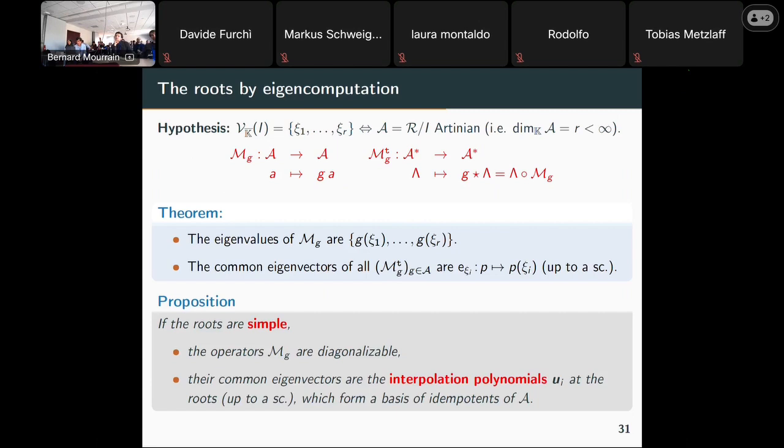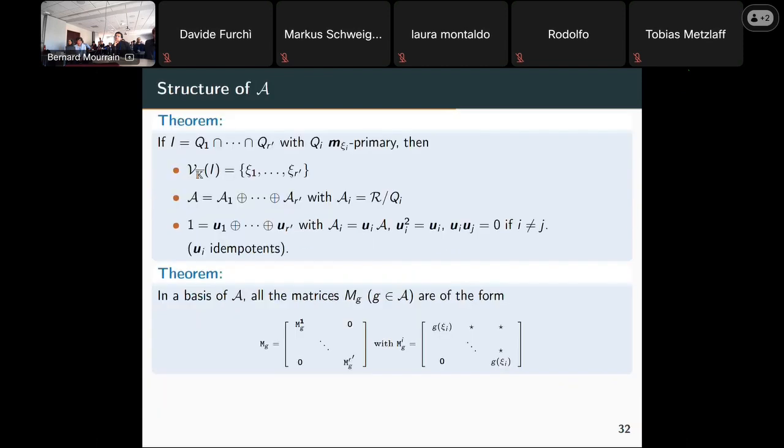When the roots are simple, all these operators are diagonalizable, and the common eigenvectors are the interpolation polynomials Qi at the root. Same story. And when the roots are not simple, we use the primary decomposition of the ideal. So here the roots are C1, CR prime. The primary components associated to each of these roots are Qi, R prime.